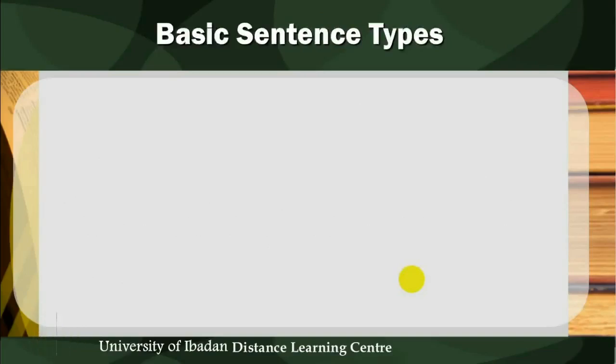Pretest. 1. What is a declarative sentence? Give 3 examples. 2. What is an interrogative sentence? Give 3 examples.